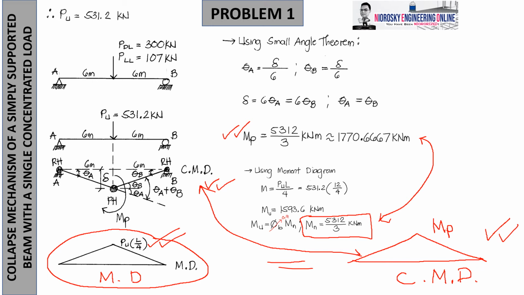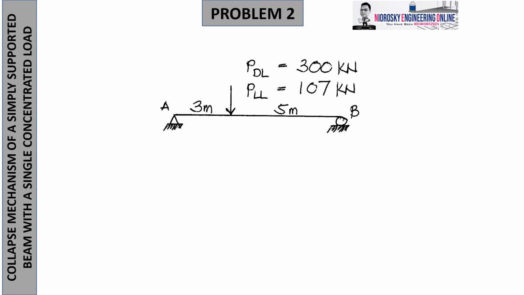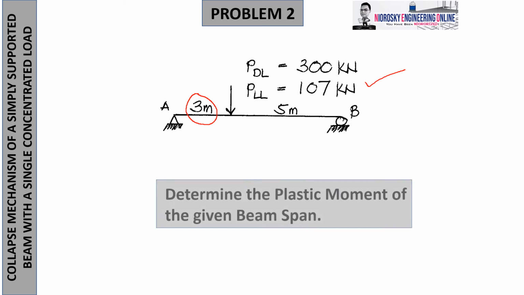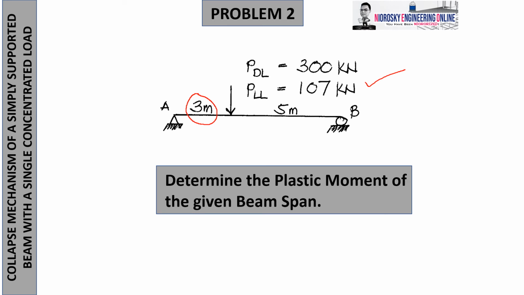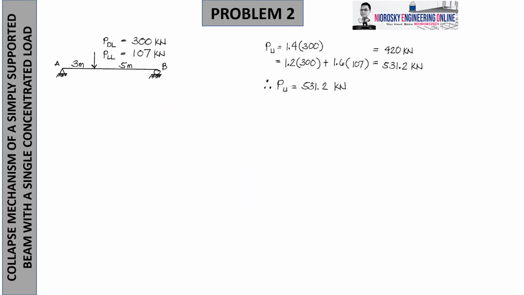Now, what if the concentrated load is wala sa gitna? So, let's take a look at the next problem. So, this time, 3 meters away na siya from A. And same load. So, we will do the same. Computing the following. Of course, you have to determine the plastic moment of the given beam span. Okay, same routine, then you will eventually get the same value, 531.2 kilonewton for PU. No, load factoring ito ulit.